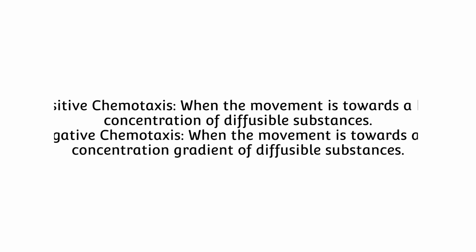Now, chemotaxis are of two types, positive chemotaxis and negative chemotaxis. When the movement is towards a higher concentration of diffusible substance, then it is positive, and if it is towards the lower concentration gradient, then it is negative. Now, we will explain this one by Bazarin's experiment.